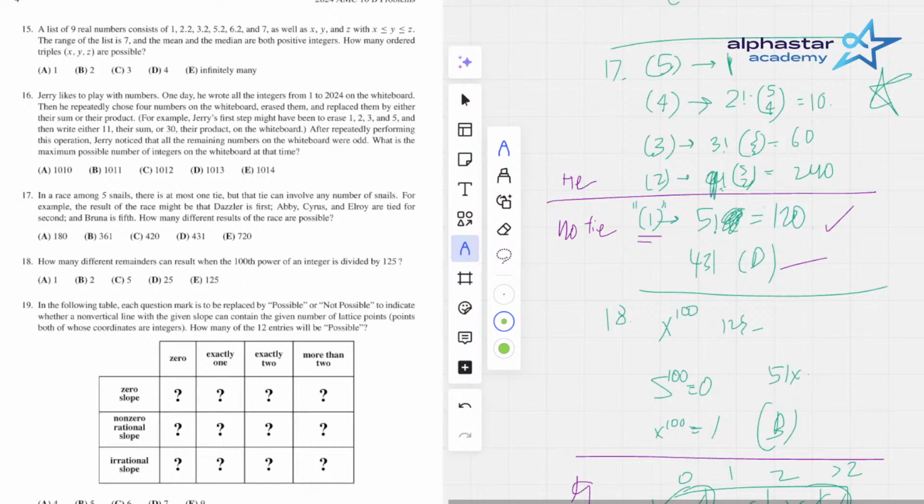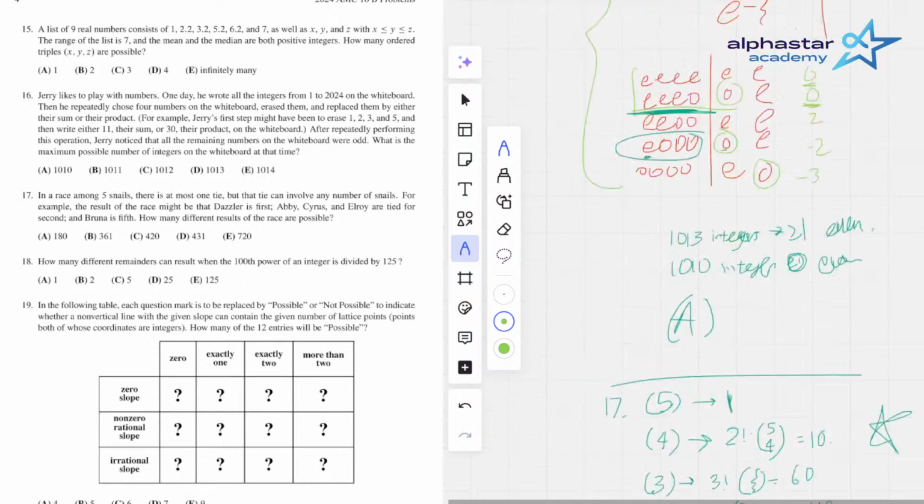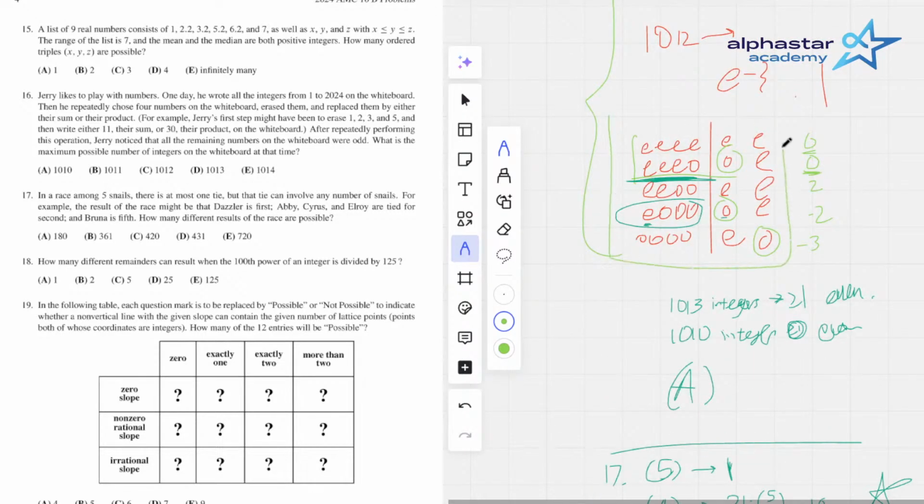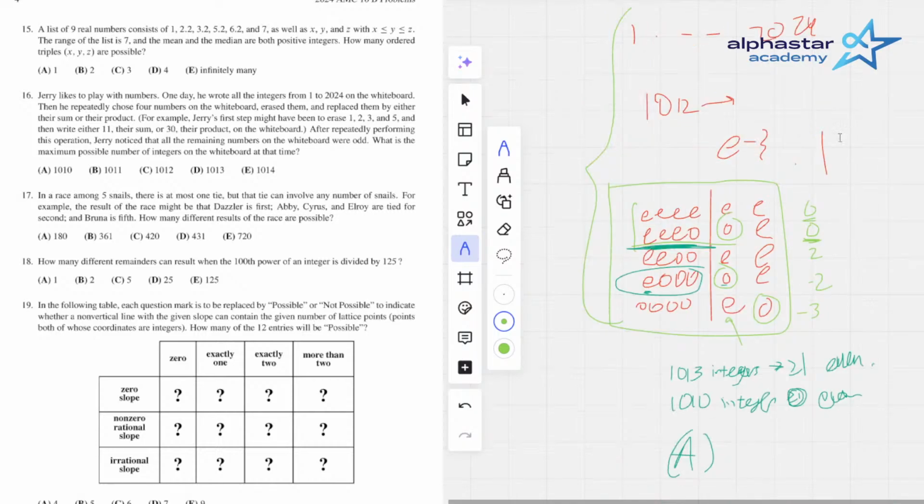D is definitely impossible because we can't ever have more than 10, 12 odd numbers on the board. Actually, that is something I need to clarify: in this table we never end up with more odds. I guess there's this one case where we do add one even, but the key is that the number of odds will never increase. That is actually important. With that observation, you can quickly see that the answer is A.